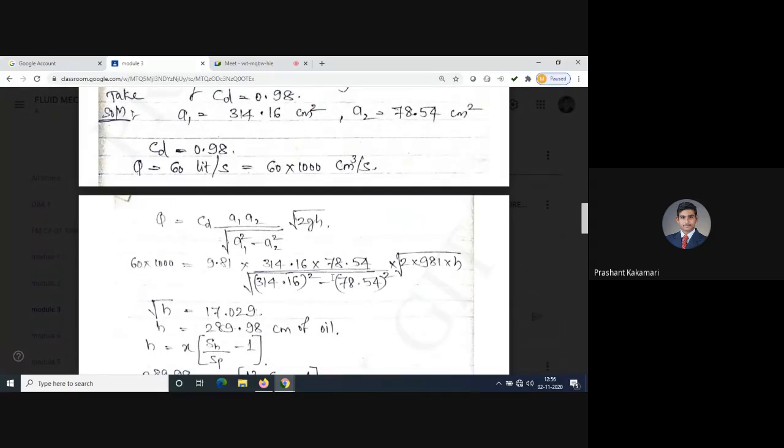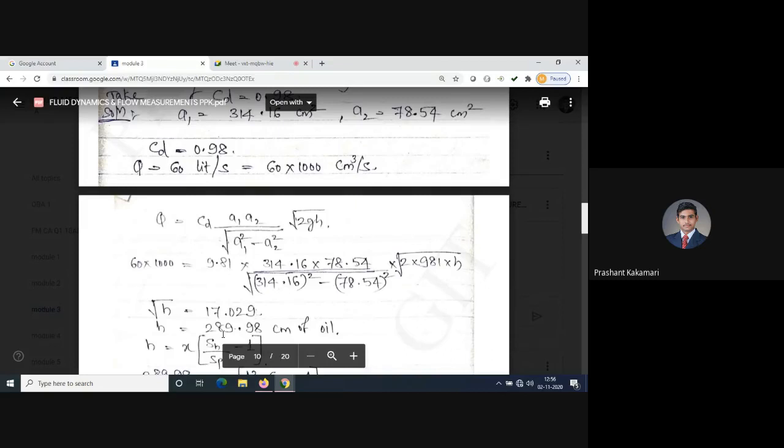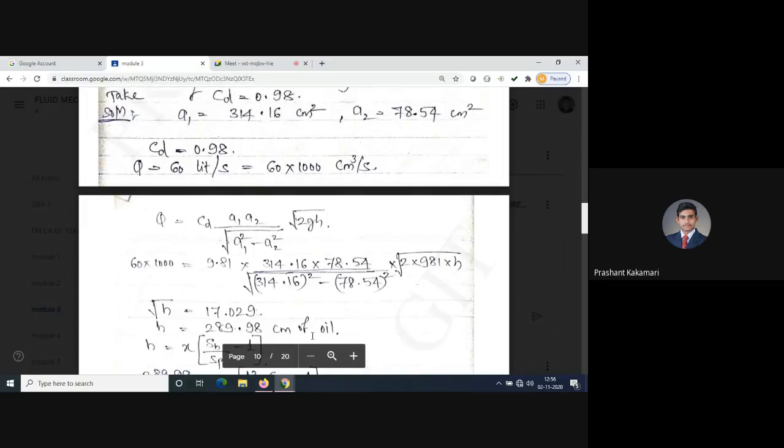So after simplifying, we got the H value as 289.98 centimeter, the head of the oil. Because as per this equation, discharge, A1, A2, CD and H are all with respect to pipe flow. So with respect to pipe flow, head is 289.98. With respect to this head, what is the deflection shown by the mercury manometer? That is different. So to convert this head into deflection in the manometer, we have this equation.